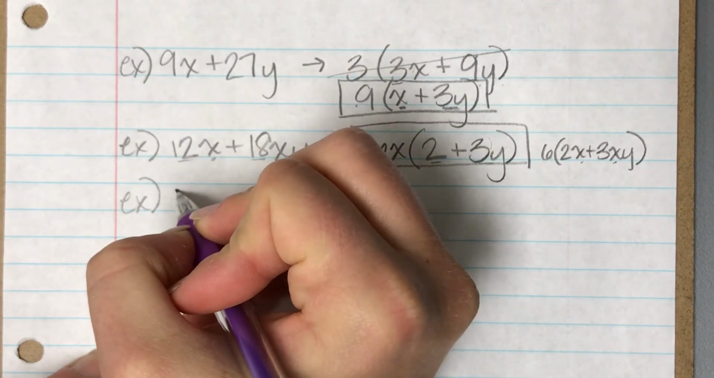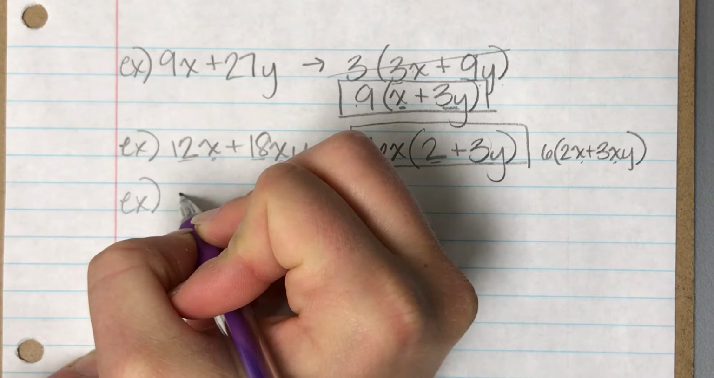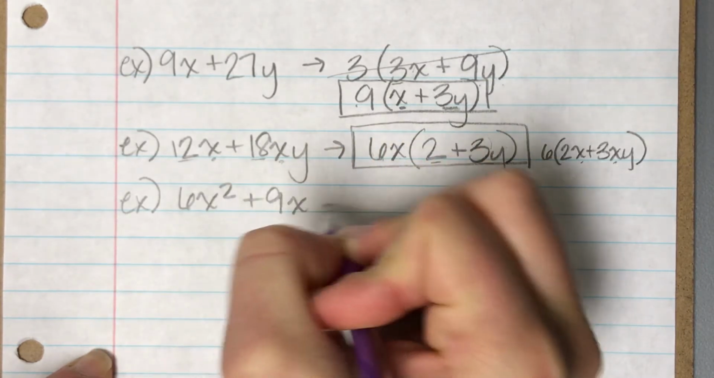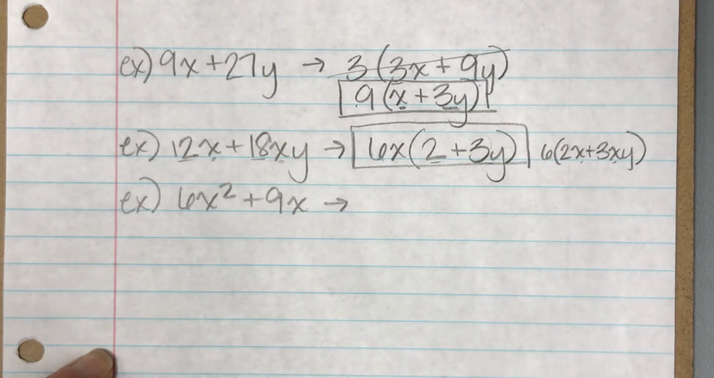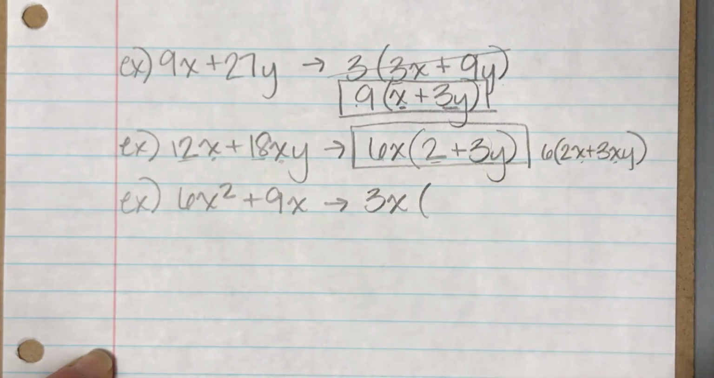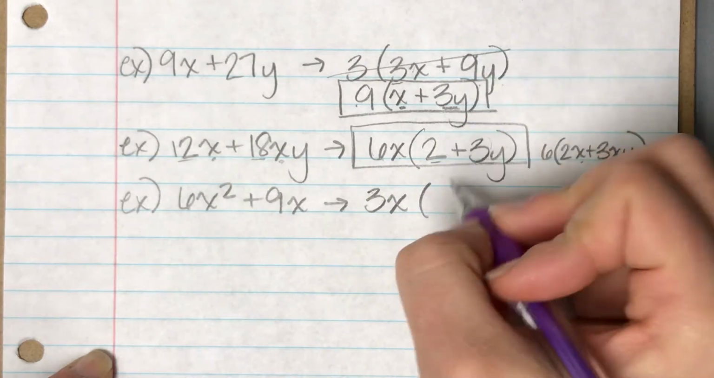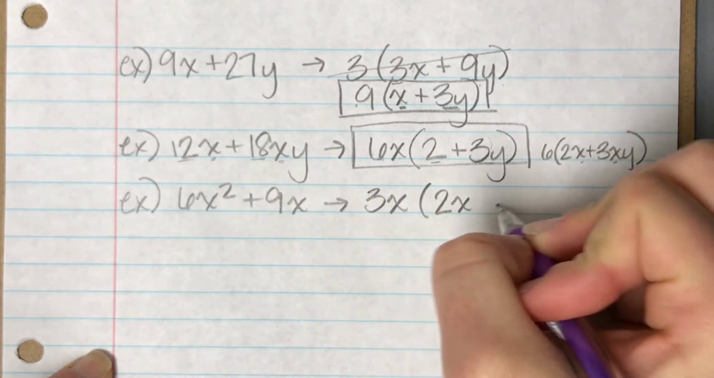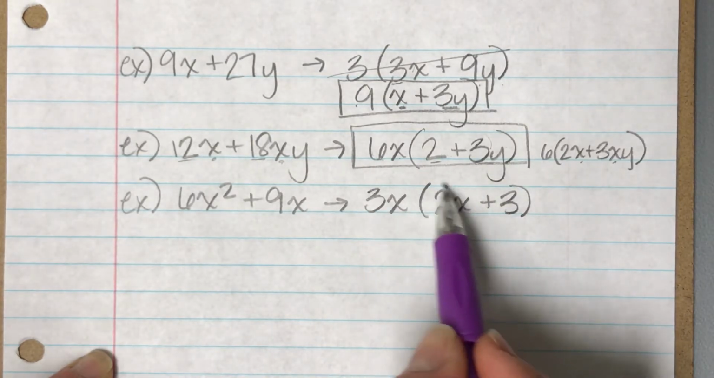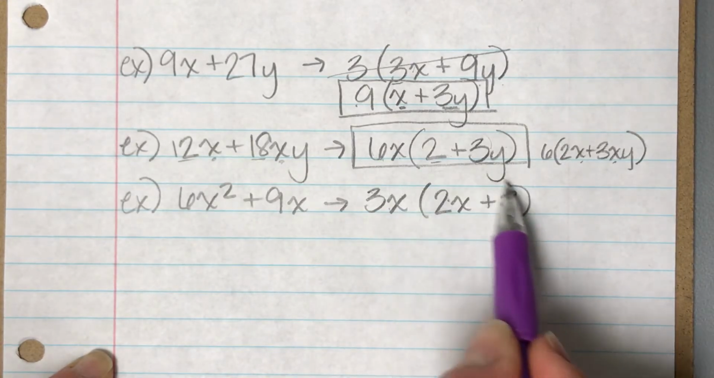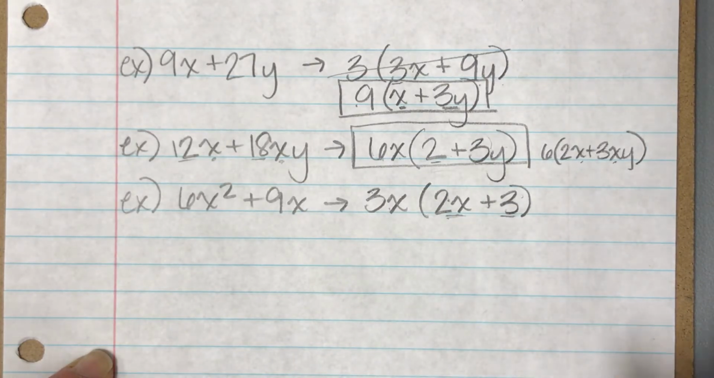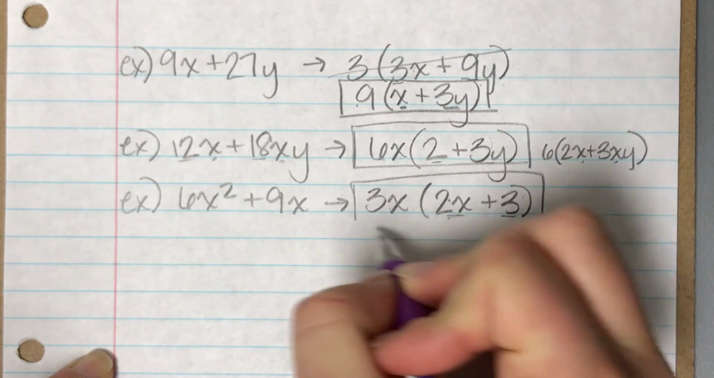If I go with 6x squared plus 9x. Take a minute to work it. You end up with 3x is what they both have in common. And you would have to multiply by 2x plus 3. So you get 6x squared, you get 9x, and inside the parentheses there's nothing in common. So you are correct on that one.